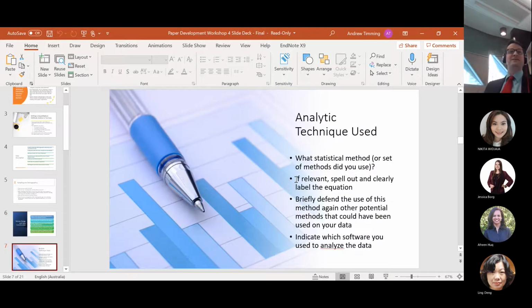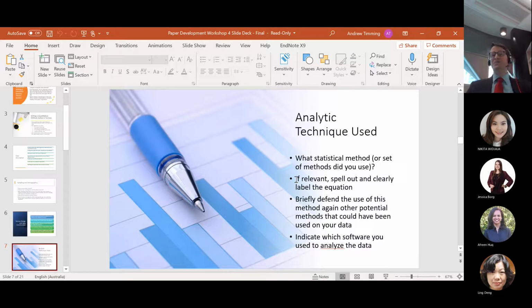Okay, and then the last thing you would mention in a quantitative methods paper is a very brief overview of the analytic technique that you use. So what quantitative method or set of methods did you use to analyze the data? Now, if relevant, and I think that this is encouraged, if you have an equation that you can actually spell out and articulate, you should insert that equation into your paper and then label each element of the equation. I find that that sort of level of clarity helps me as a reader when it comes to understanding econometrics.